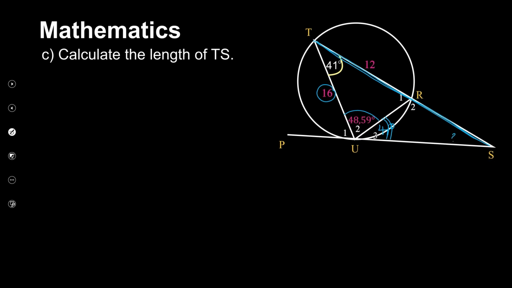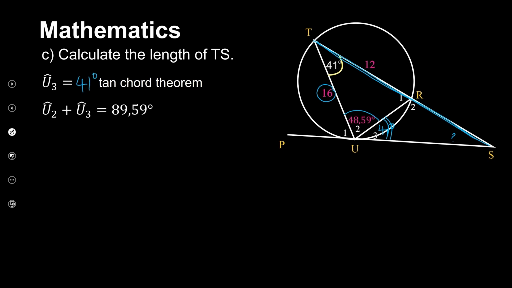Okay, now because we have the other two angles in this big triangle STU, it's quite easy for us now to find angle S. So let's write that down quickly. Okay, so we said U3 is equal to 41 because of the tangent chord theorem. Okay, U2 plus U3 now together, these two together, will give us 89,59. We're going to use that now to find angle S. So angle S will equal 180 minus 41 minus 48,59, that amount there. So S will equal 49,41 degrees, just using the angle sum of a triangle.